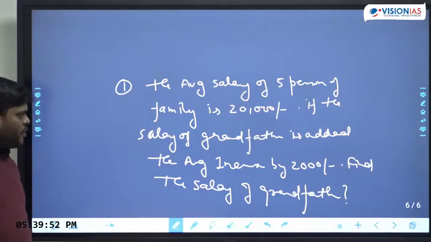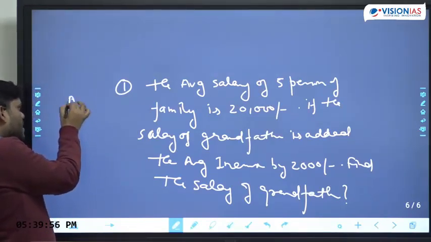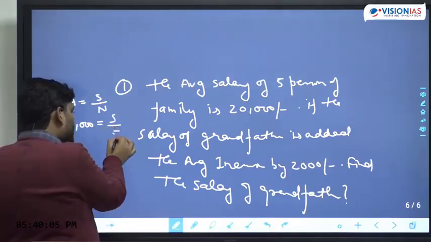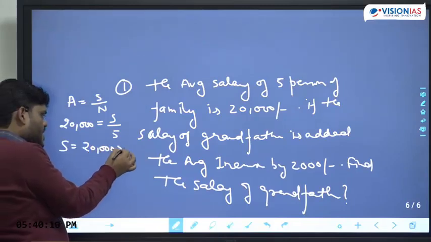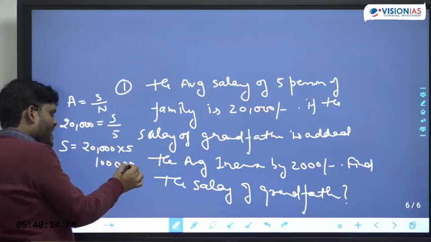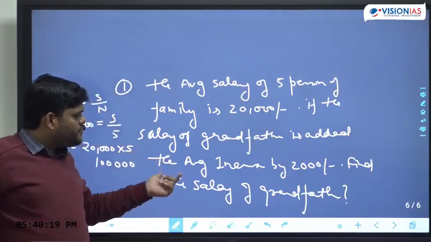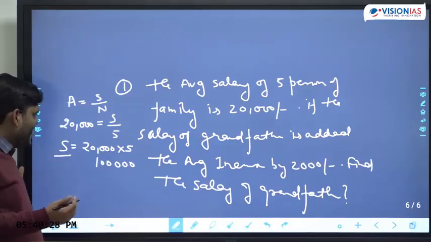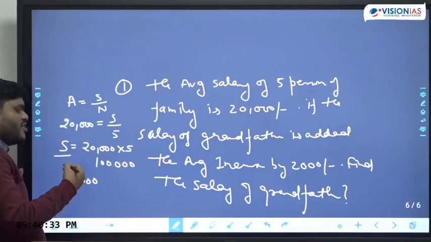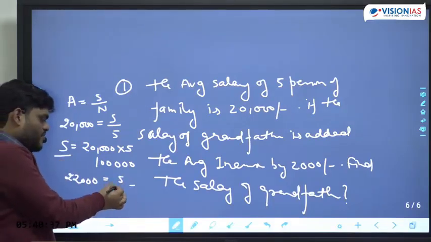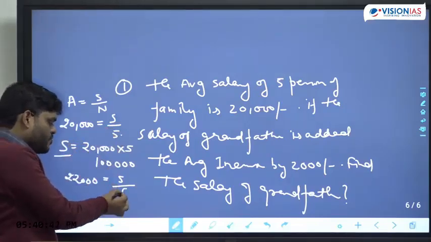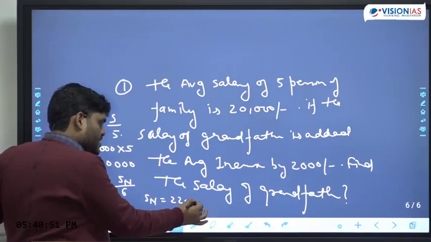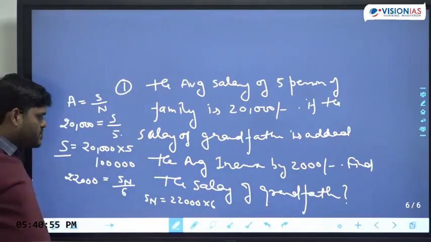Okay, how can we solve with the help of the formula? The first thing is average is equal to sum upon number of observations. Average is 20,000, sum we have to find out, number is 5. So the sum becomes 20,000 into 5, that means 1 lakh. Now, when the grandfather's salary is added, the average increases by 2,000. That means in the next case the average becomes 22,000. Now the sum we have to find out, and the number becomes how much? Initially 5 persons were there, now a total of 6. So what is the new sum? The new sum will be 22,000 into 6. How much will it be?